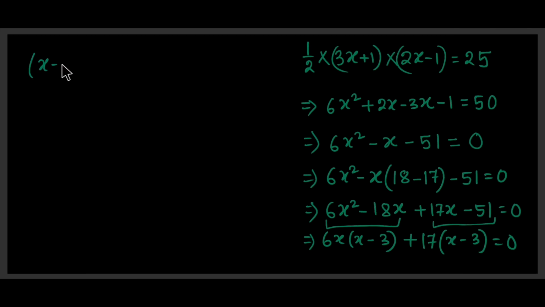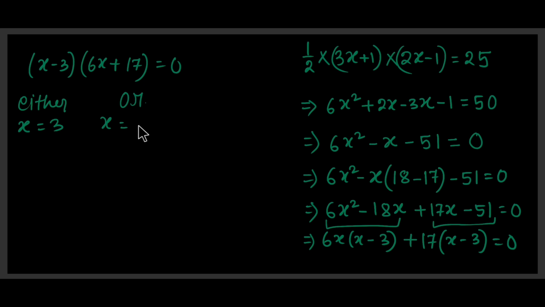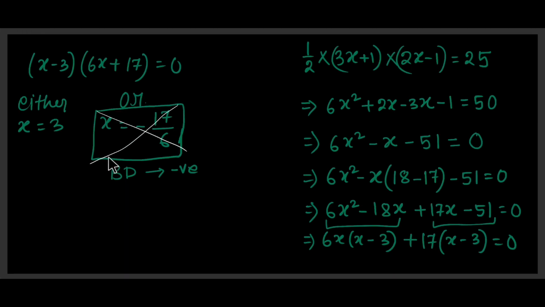Now, x minus 3 into 6x plus 17 equal to 0. So either x equal to 3 or x equal to minus 17 by 6. So if we take this value, then BD will be negative. BD becomes negative. So we avoid this value from this sum. So we take x equal to 3.